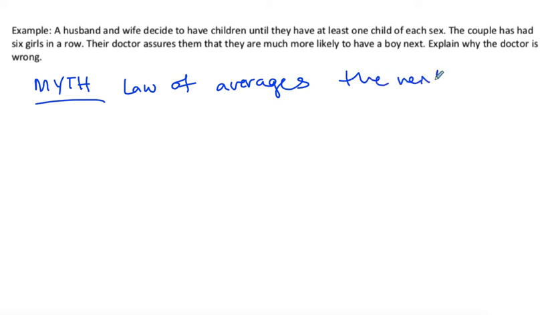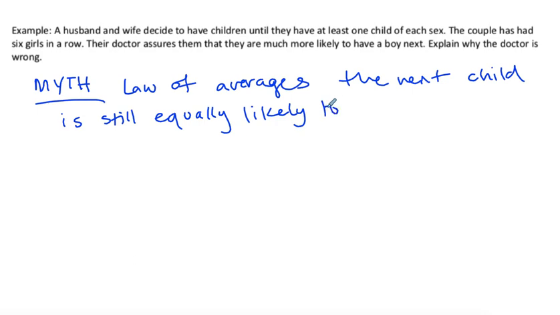The next child is still equally likely to be a boy or a girl. And so that's where, you can keep trying, but you probably can't fight genetics, and it could go either way. You'd have to be okay. The doctor shouldn't be saying that they're likely to have a boy next. It's still equally likely here. All right, so let me know if you have questions here, and have a good day.